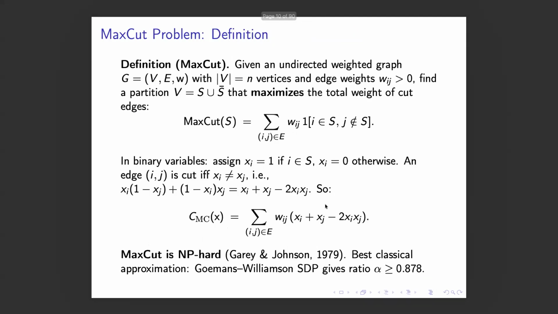And then there is another problem, which is called the max cut problem. Which simply says, given an undirected weighted graph with a given number of vertices and edge weights, you want to find a partition that maximizes the total weight of cut edges. And with binary variables, this is a classical max cut problem, which is also implemented in the program examples which you have in a Jupyter notebook.